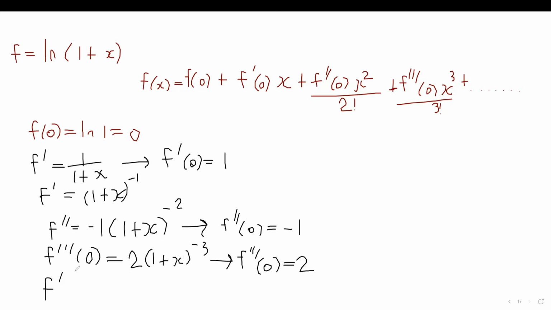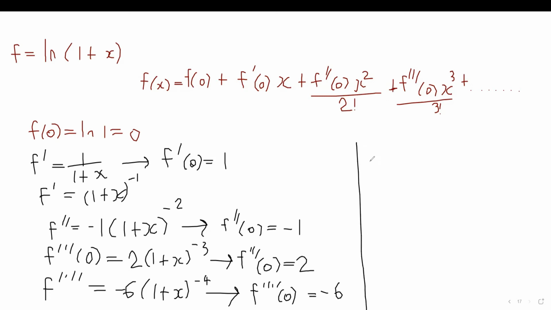The next derivative is equal to, carry down the power, we get minus 6 times (1 + x) to the minus 4. My God, they are cruel. And so now, what we get is that it at 0 is equal to, replace x with 0, we get negative 6. Now, we're almost done. One last differentiation left now.